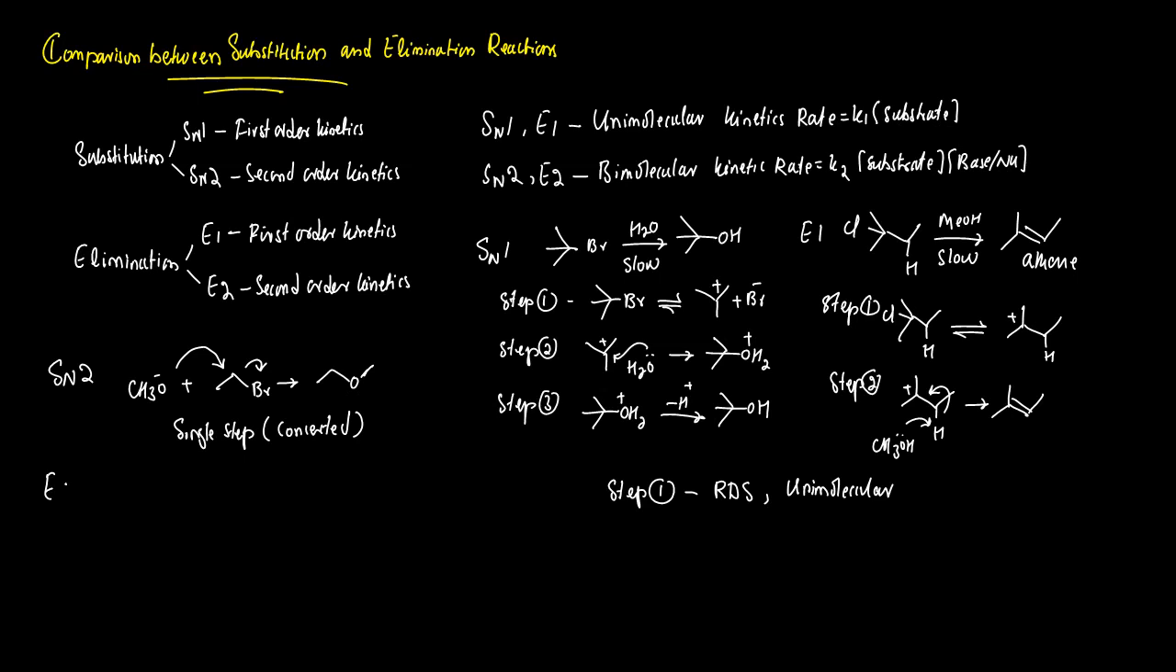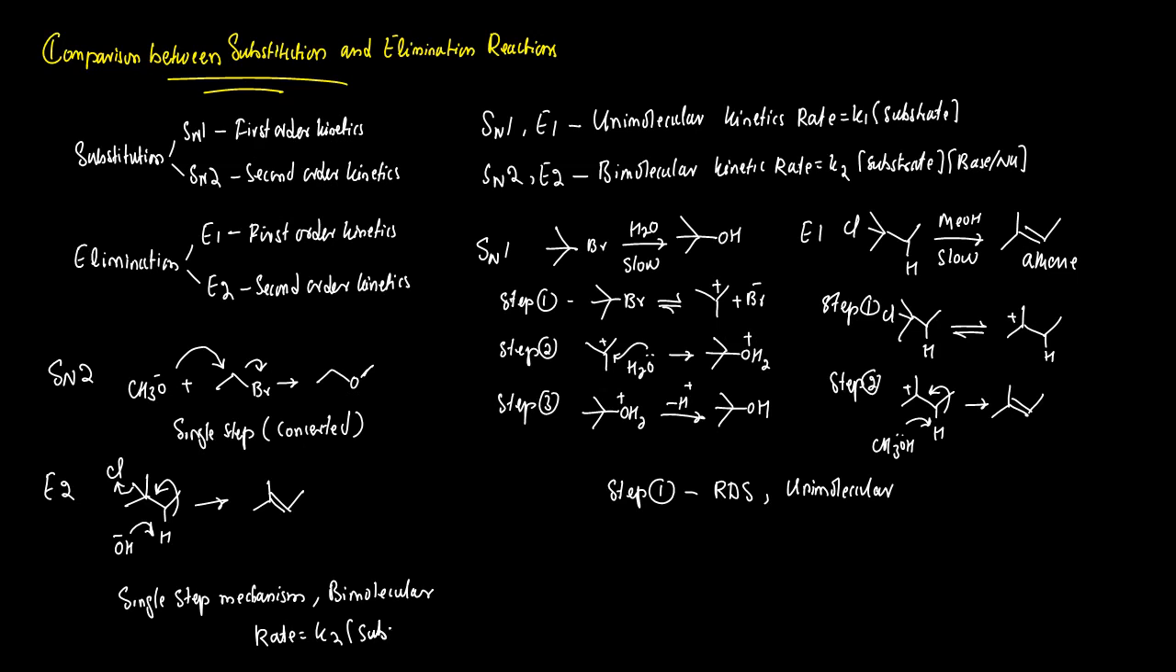And as far as E2 is concerned, that is also a concerted and single step mechanism, in which a strong base is required for abstracting a beta proton. Here we have a leaving group, and we get a product of alkene. So this is all about SN2 and E2 mechanisms, which are both single step mechanisms, and they are bimolecular in character. So their kinetics depend upon the concentration of both substrate and base or nucleophile.